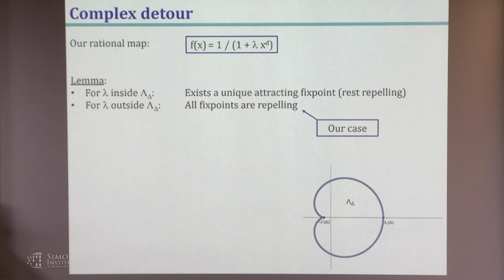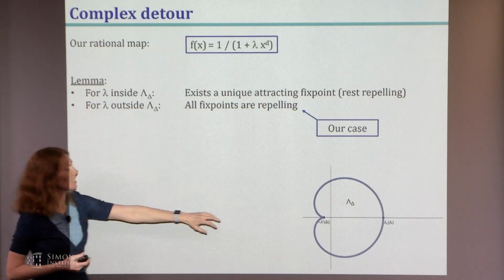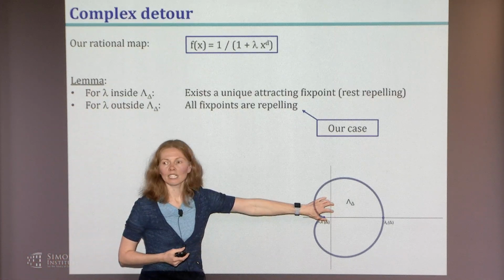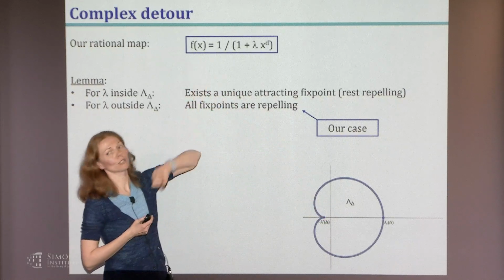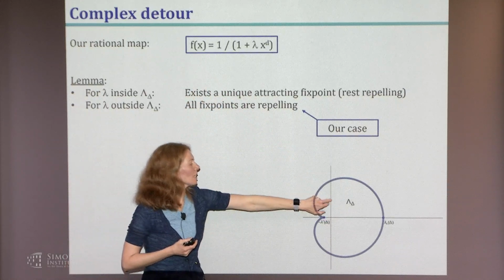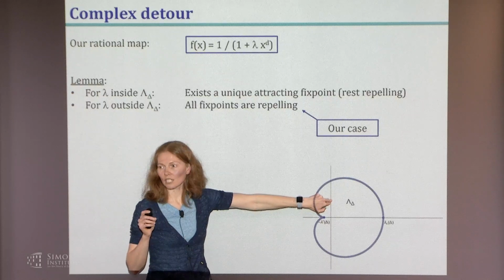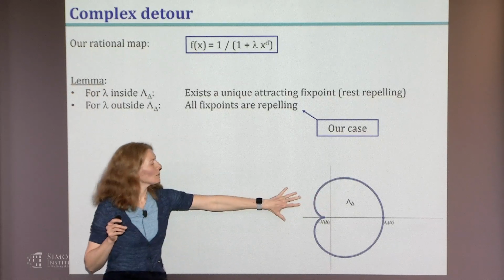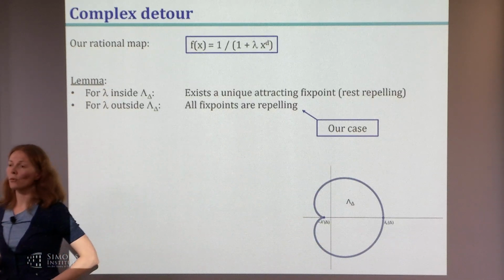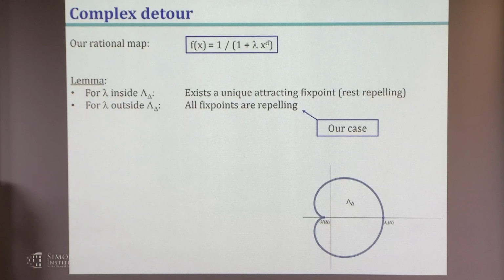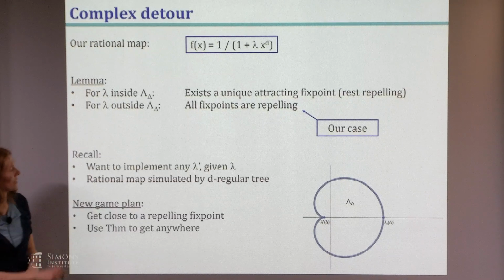How? Well, first of all, going back to the work of Patel and Regs, we can notice that for lambda inside the cardioid, for the univariate map that I put here for your convenience, there exists an attractive fixed point, a unique attractive fixed point. But for lambda outside of the cardioid, which is our case, all of the fixed points are repelling. Okay? So what happens next?